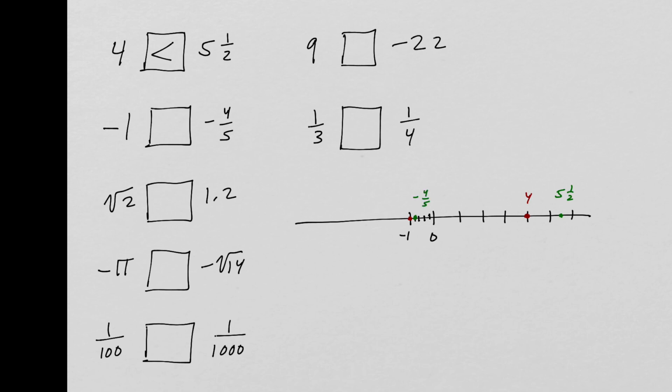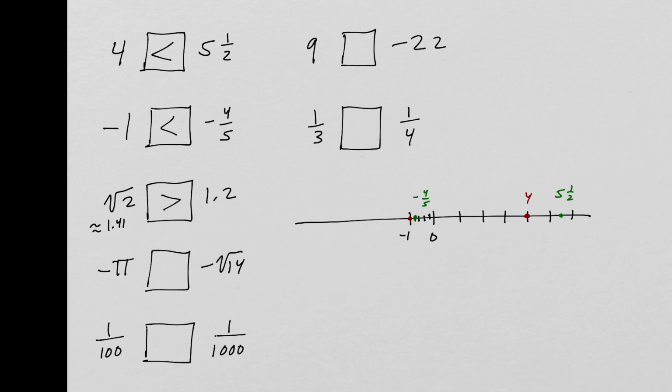So since -1 lies to the left of -4/5, it is also less than, right? So -1 is less than -4/5. What about radical 2 compared to 1.2? Well, remember, radical 2 is approximately 1.41. So how does 1.41 compare to 1.2? It's greater than, right? It would lie to the right on a real number line.